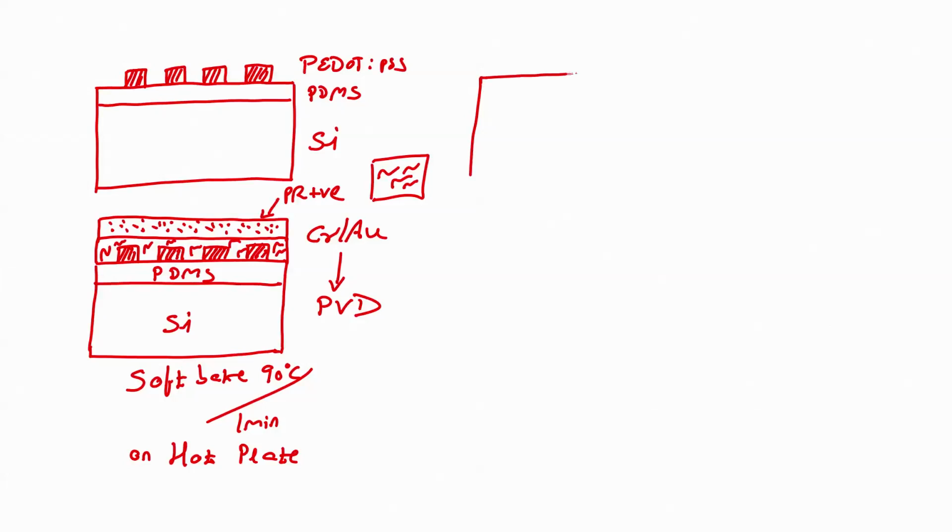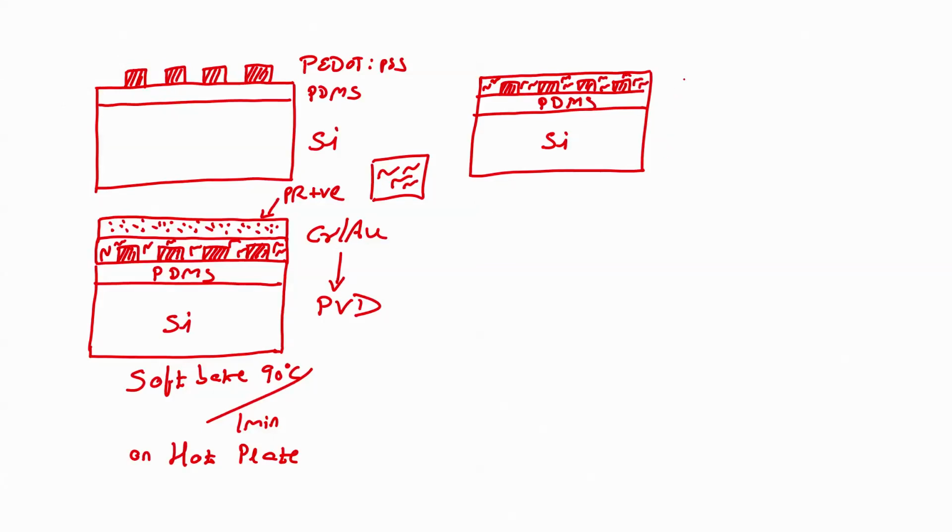Next step is our favorite step. What is the next step? Next step would be to use a mask, right, and expose the wafer. Use the mask and expose the wafer. Exposing the wafer with what? Exposing the wafer with UV light. Right.